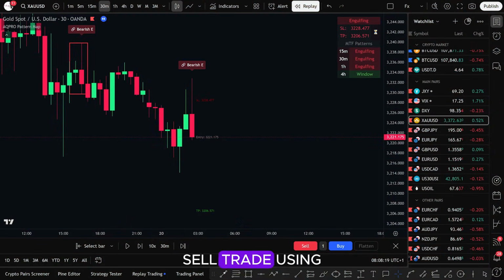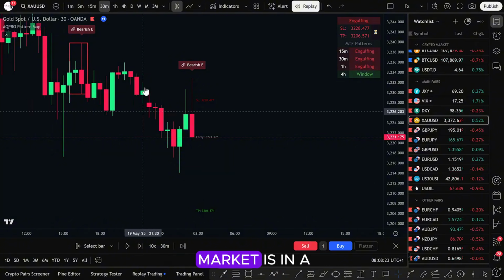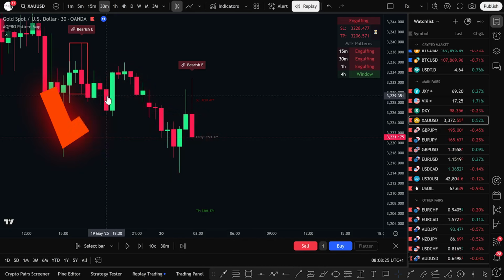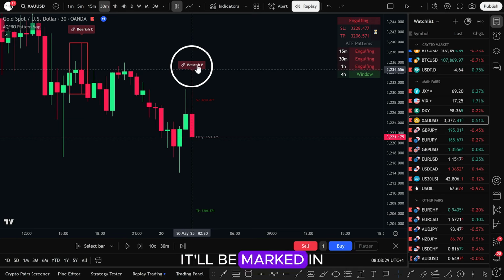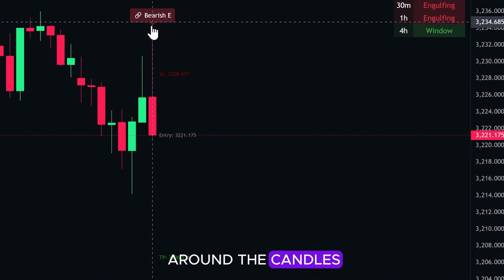How to take a sell trade using AQPRO Pattern Map. First, confirm that the market is in a bearish trend. Next, wait for a bearish pattern to appear on your chart. It'll be marked in red with a frame around the candles.